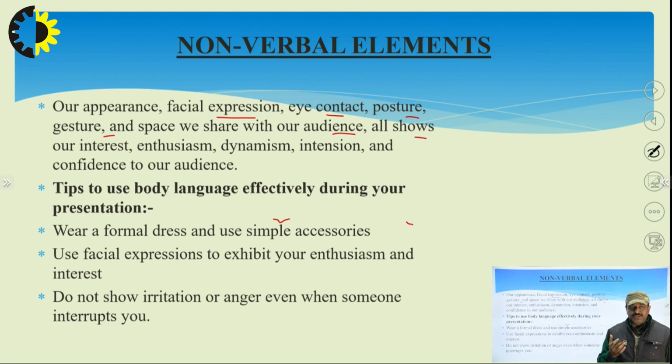Use facial expressions to exhibit your enthusiasm and interest. So, you should be positive. Your facial expressions should be natural. Do not show irritation or anger even when someone interrupts you. Even if someone is interrupting you in between, please do not show any sort of irritation. Be positive. Have a natural smile on your face.